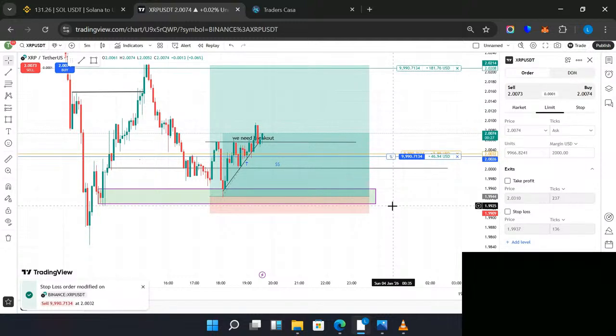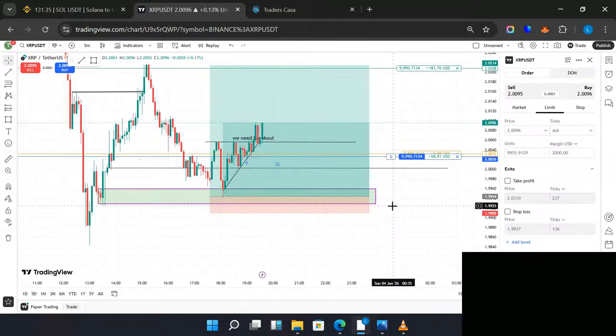Guys, trail your SL now. Start trailing your SL also. Guys, close 30 more percent. Okay, so you closed 50% earlier, now close 30%. Now close 30% and let the 20% run till the target. Set the target for that 20% also. 50% earlier you closed, now close 30% and then leave 20% for the target.